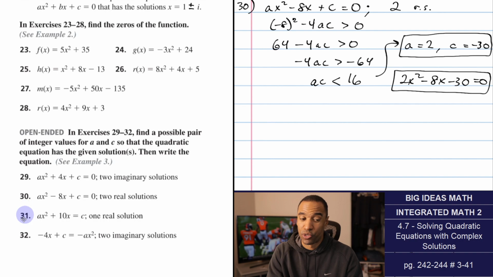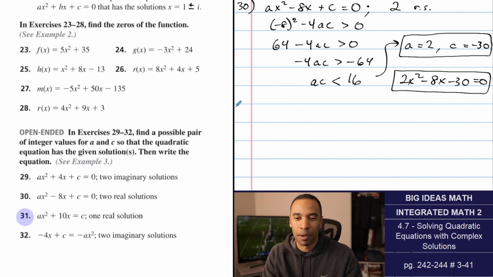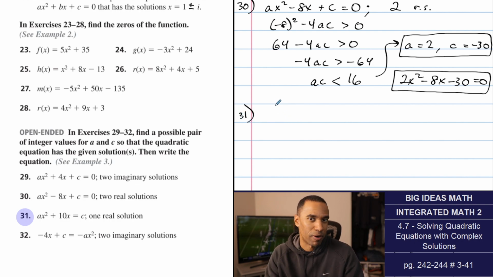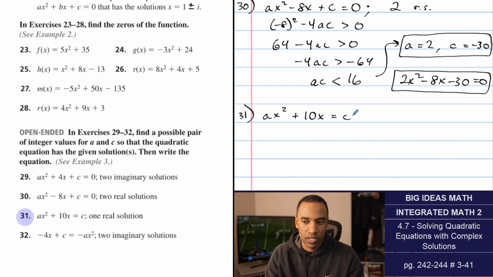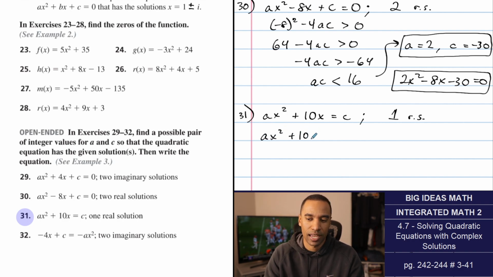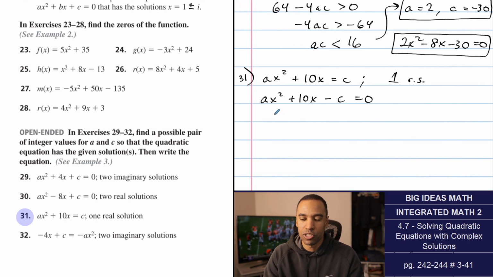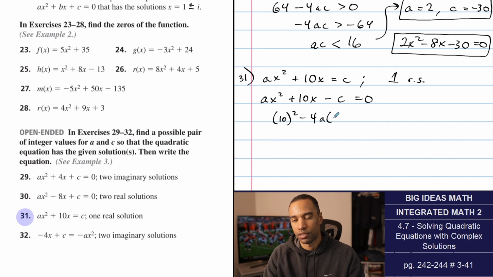I might go basic for one of them. One real solution, you might be restricted to what you can use. It might not be so open-ended. And I could tell you exactly the numbers that I'd have to put for one real solution right now, because it has to be a perfect square trinomial. Ax squared plus 10x equals c. Now this one also has one other little bit to it, which is that c is on the other side of the equation, but one real solution. We have to subtract that c over. So ax squared plus 10x minus c has to equal 0 there. So for one real solution, your b squared minus 4ac, 10 squared minus 4ac. This time c is negative c.